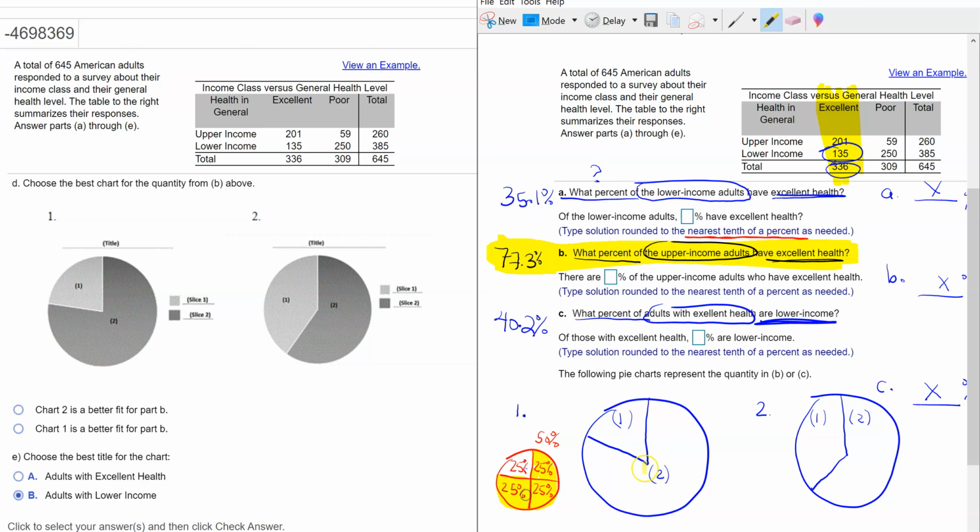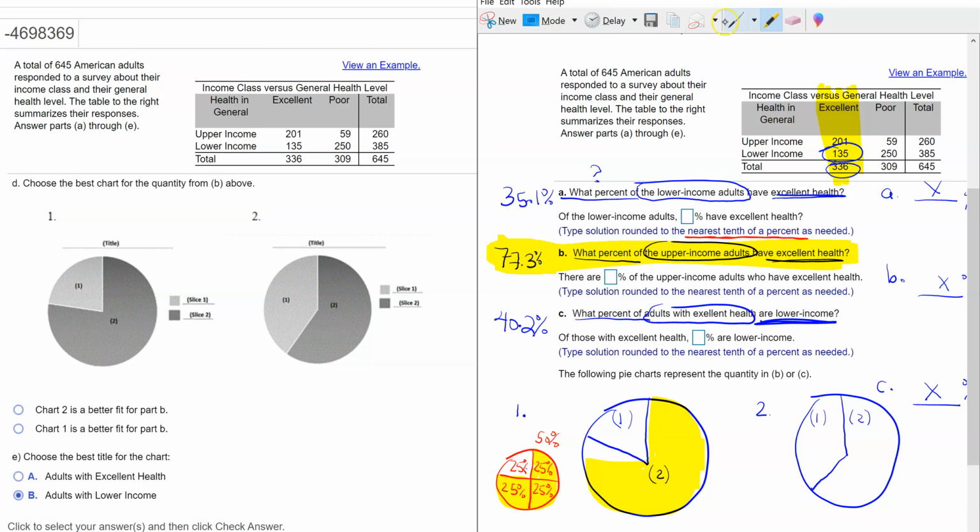And see how number 1 is just a little bit more than what 75% would look like? So 77% seems pretty reasonable for that graph. So I think that chart number 1 is a better representation of information from part B. But now we have to find the title and figure out what the slices are representing.